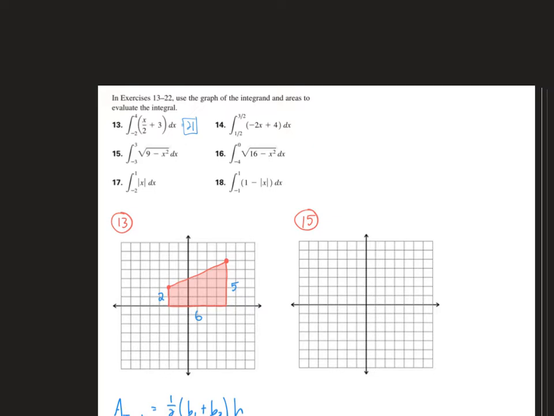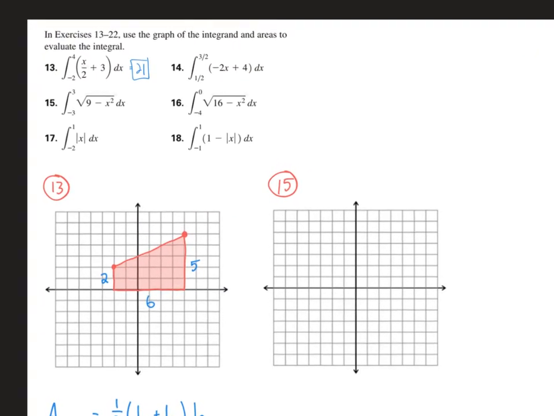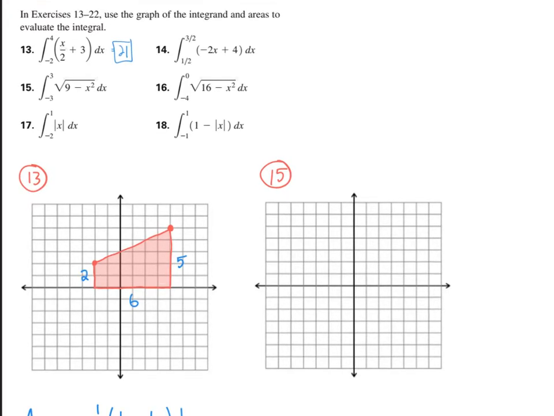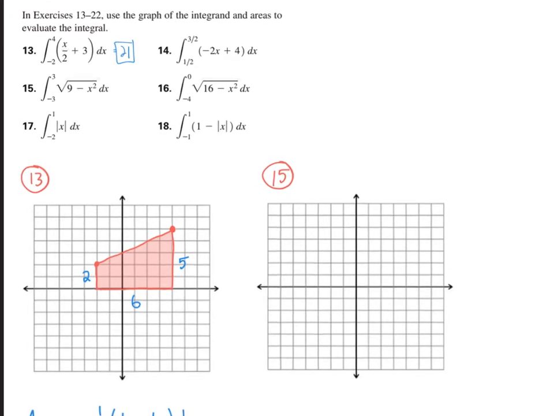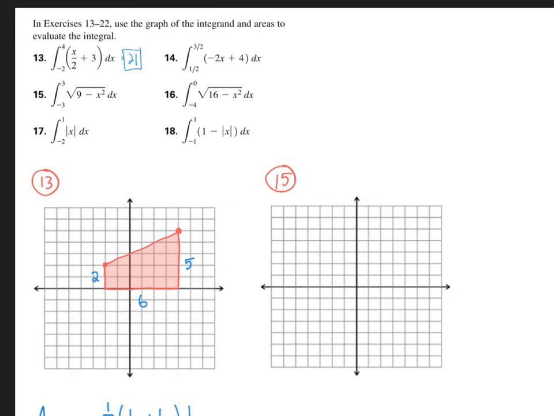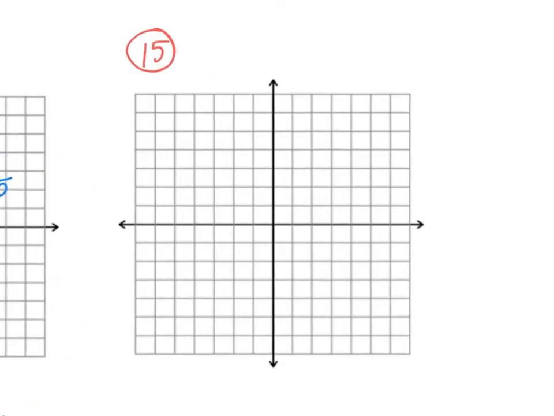Okay, next one, 15. So this is a circle centered at the origin with a radius of 3. Since it's 9 minus x squared, the equation of a circle, at least the top half of a circle, is square root of r squared minus x squared. So r squared is 9, r is 3. Just from the origin, it'll go 3 in every direction, and then we'll connect these like that.